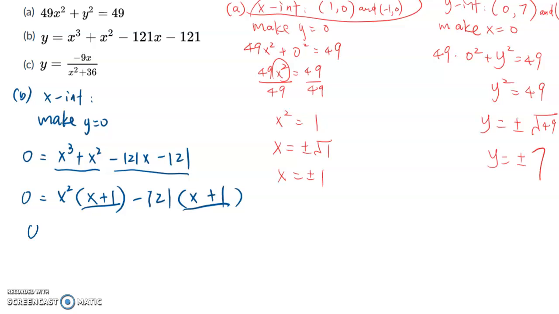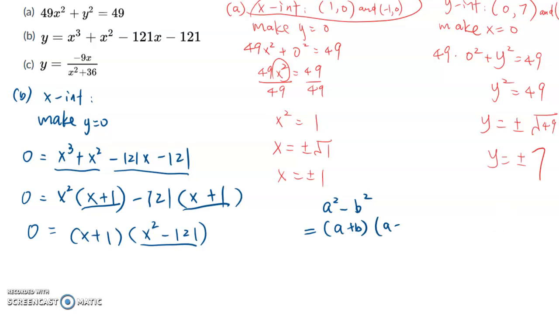So I'm going to factor that out, x plus 1. So what's left is x squared minus 121. Okay, so here, this can be factored further because that's a difference of two squares. I don't know if you remember this. Let me refresh your memory a little bit. If it's a squared minus b squared, it can be factored as a plus b times a minus b.